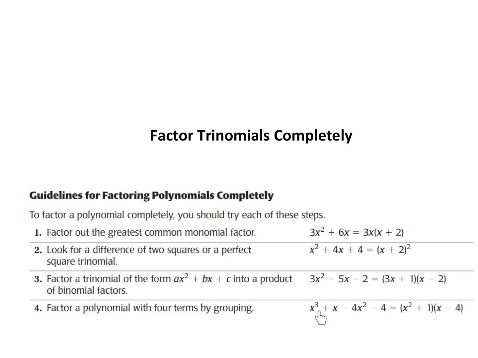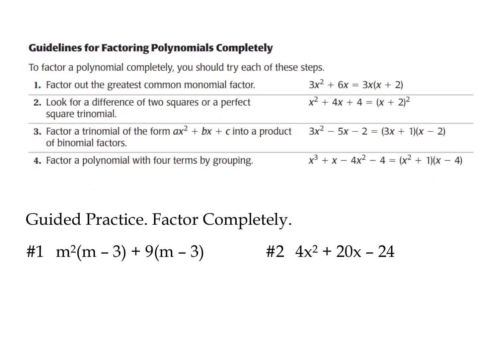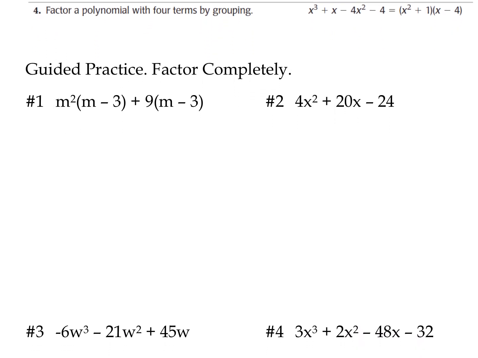So we're going to get this written in standard form. We'd have the x cubed, then the x squared, and then we're going to group parentheses around the first two terms and second two terms. So we want to keep in mind factoring by grouping when we see four terms. All right, let's look at some examples of factoring completely.